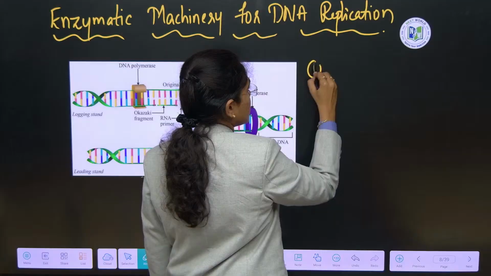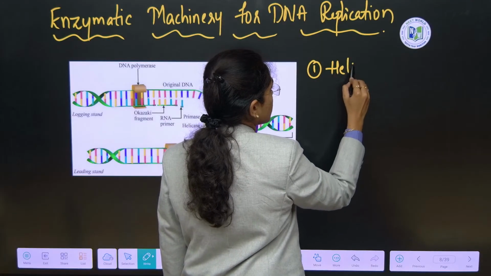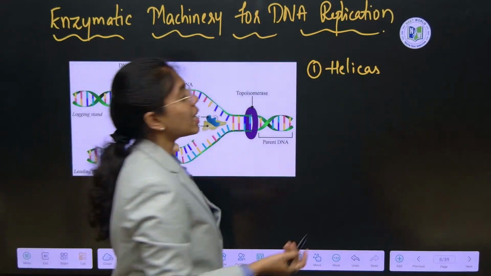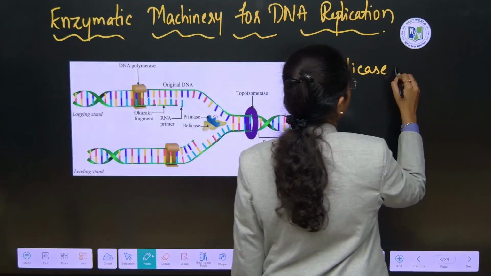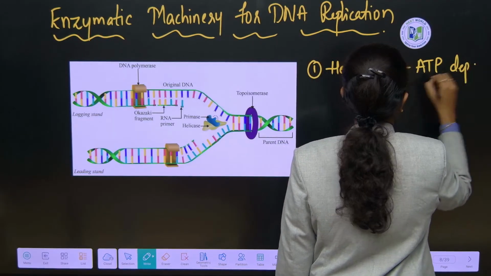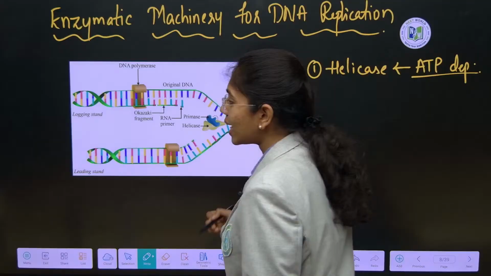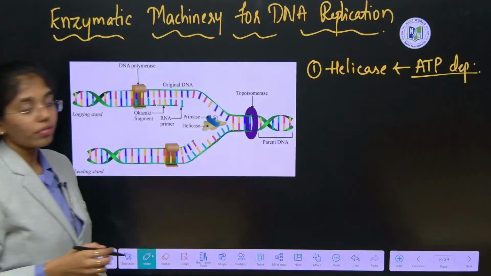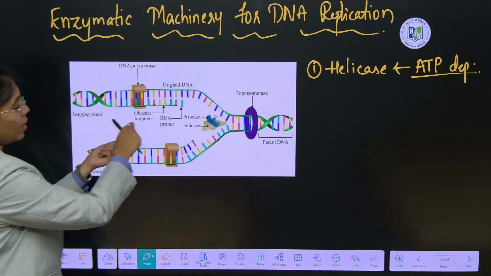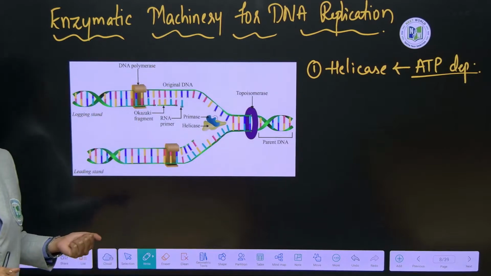First it is the enzyme helicase, which is an energy-requiring enzyme. This is an ATP dependent enzyme. Fine, right? Helicase enzyme, what is the activity of this? This will cleave the double stranded DNA. Helicase enzyme will cleave the double stranded DNA first.